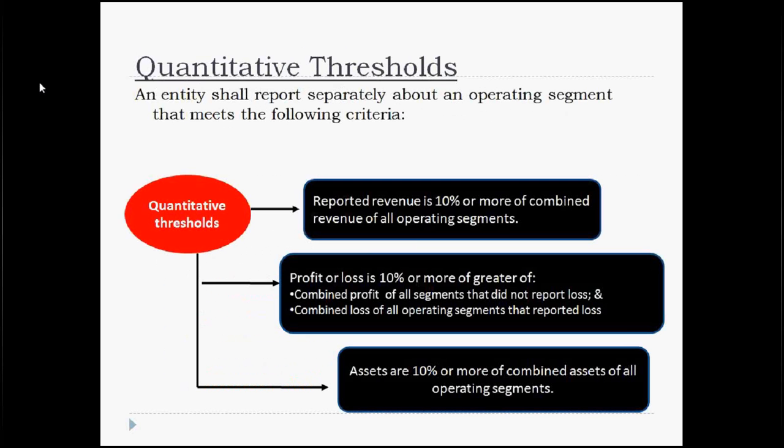Third thing we'll see is the quantitative threshold. An entity shall report separately about an operating segment that meets the following criteria. If any of the quantitative thresholds is met, we can consider it a reportable segment. First we'll take a look at the quantitative threshold on the basis of revenue: reported revenue is 10% or more of the combined revenue of all operating segments.